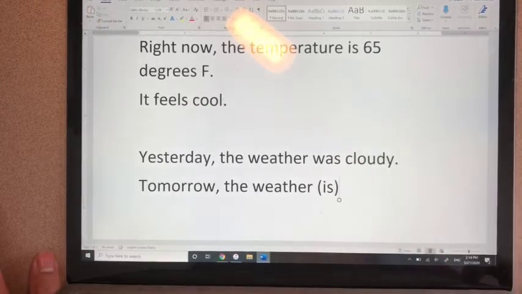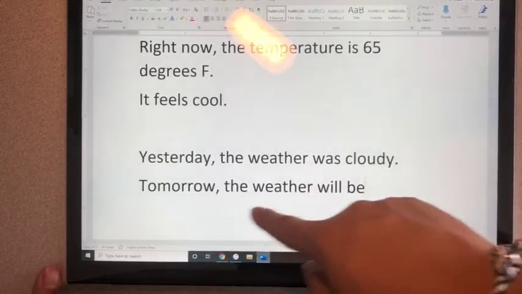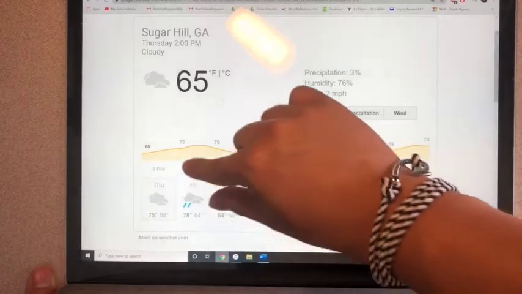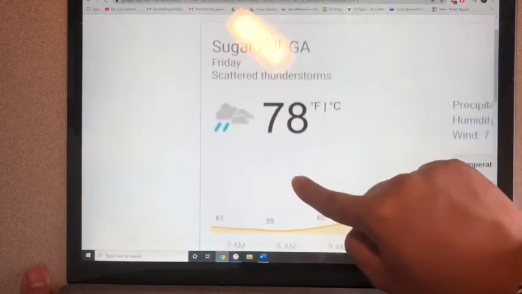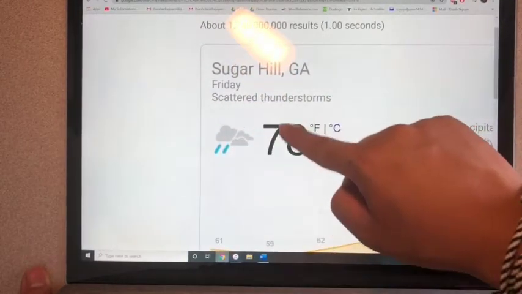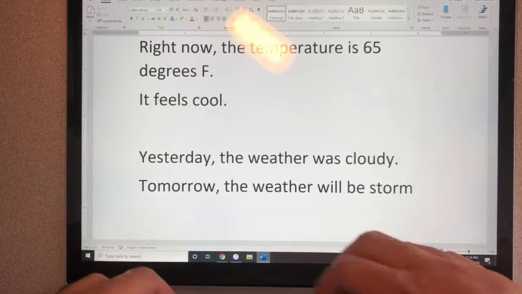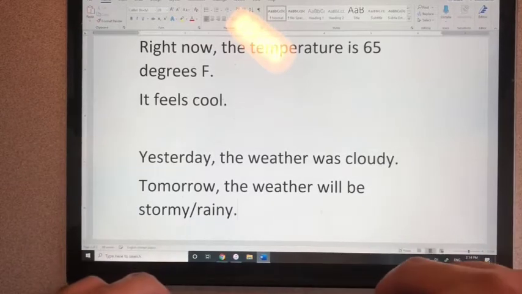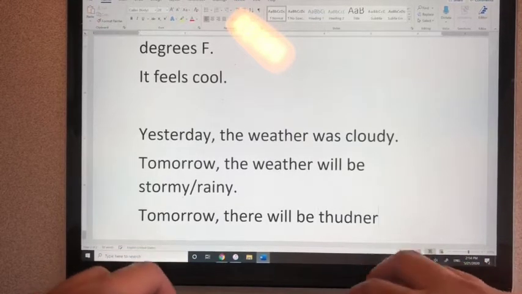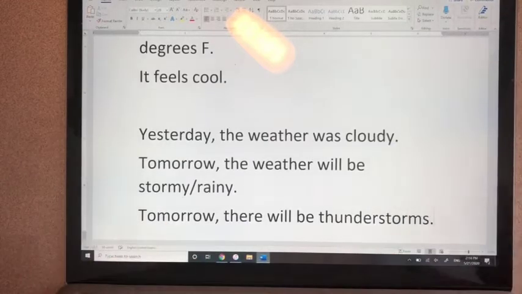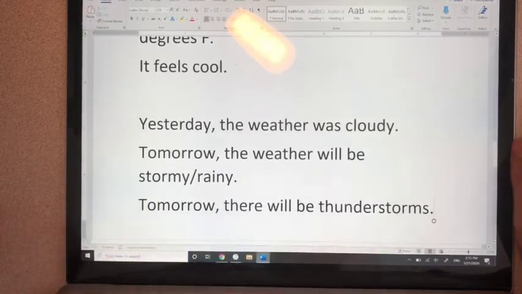Tomorrow we change the word is to will be, because we're talking about the future. Tomorrow, the weather will be. So today is Thursday, tomorrow is Friday, and on Friday, there will be scattered thunderstorms. So let's say the weather will be stormy, or the weather will be rainy, or we can say tomorrow, there will be thunderstorms. If we have thunderstorms, we have to say there will be thunderstorms.